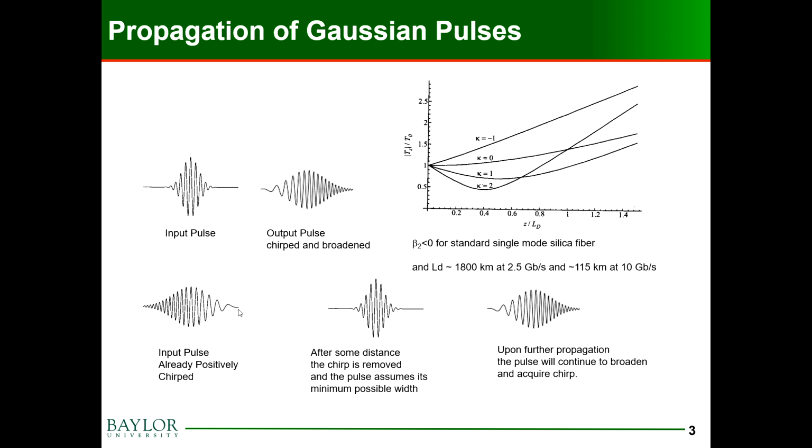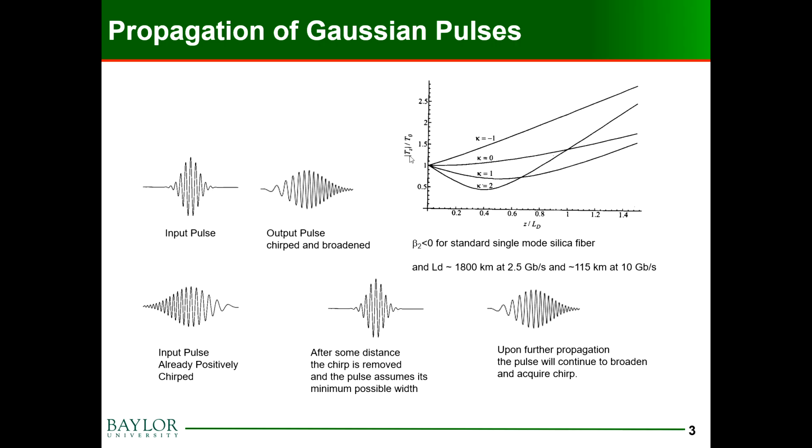But if we have a previously positively chirped pulse, so we have the opposite chirp, then after the fiber the chirps cancel out. The positive and negative chirp cancel out, so it goes back to the original pulse. So you can see you can generate a narrower pulse. Then further propagating in the optical fiber, it generates additional chirp, so it broadens again.